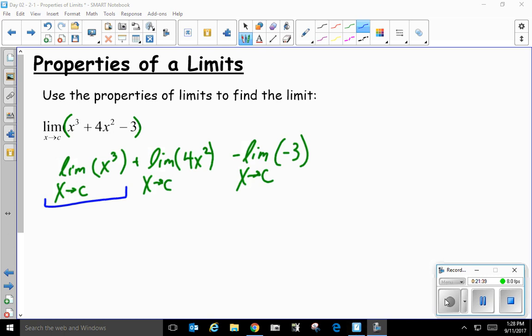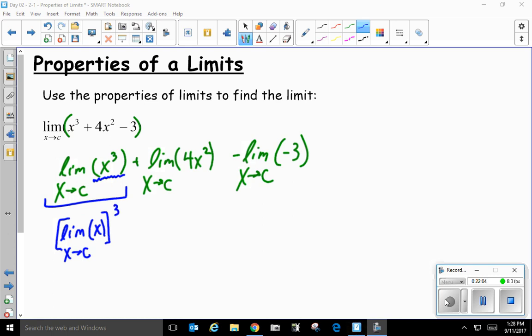Some of you are going to scorpion. Now wait. What can I do here? What rule can I do maybe here? The exponent rule. So now I can say the limit of x as x approaches c, and then I could cube that whole thing.